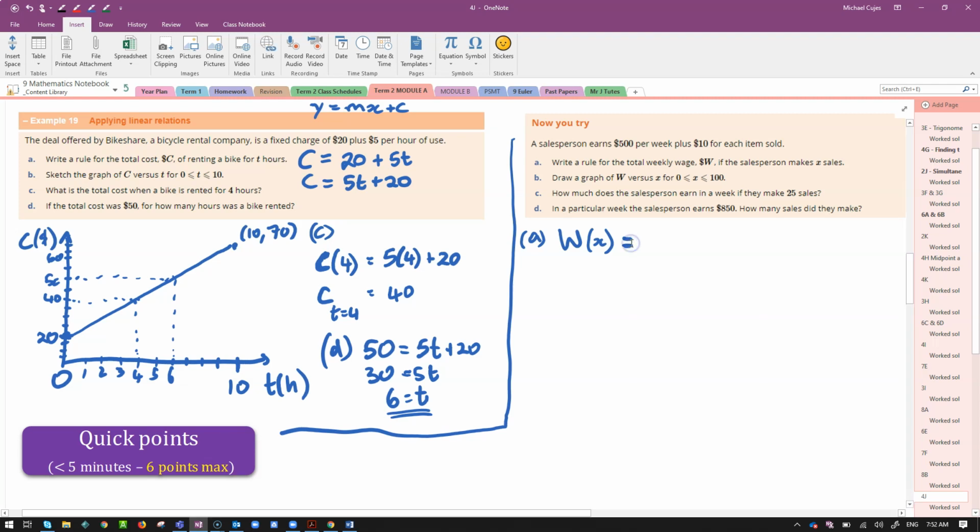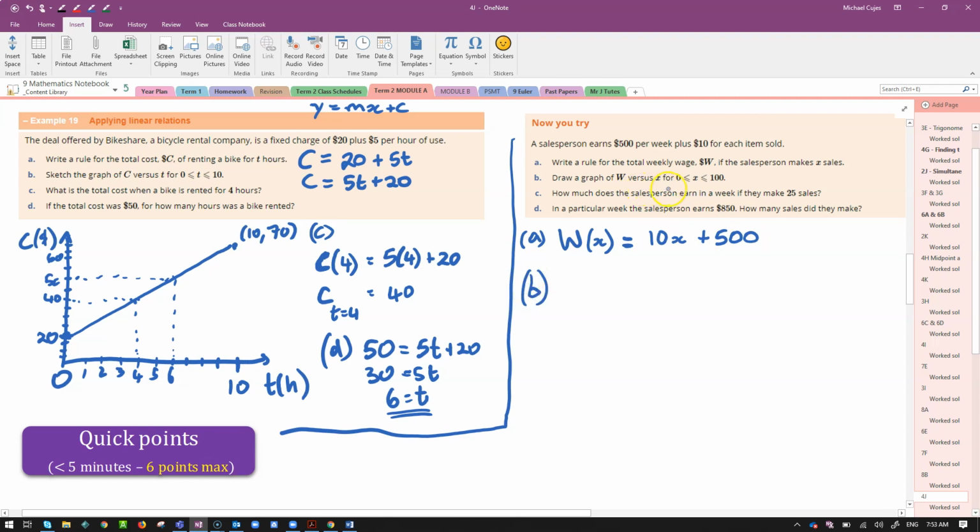Plenty of countries around the world start introducing it from a much younger age. So let's just do it now. Why not? What's this going to be? $10 for each item sold, and each item sold was an X, so $10 for each item plus the fixed cost of $500 per week, or fixed earnings of $500 per week. You can have 500 plus 10X, same thing. Both of those are fine.